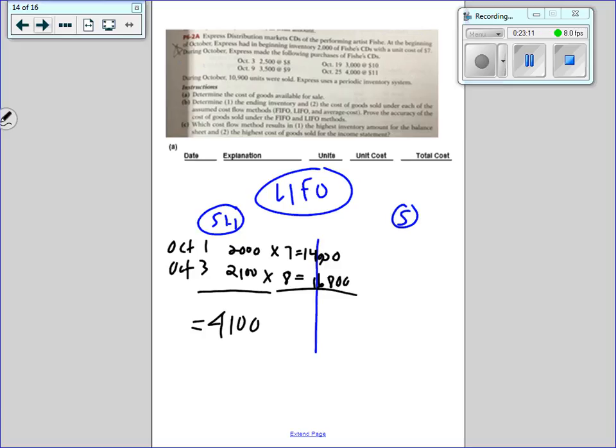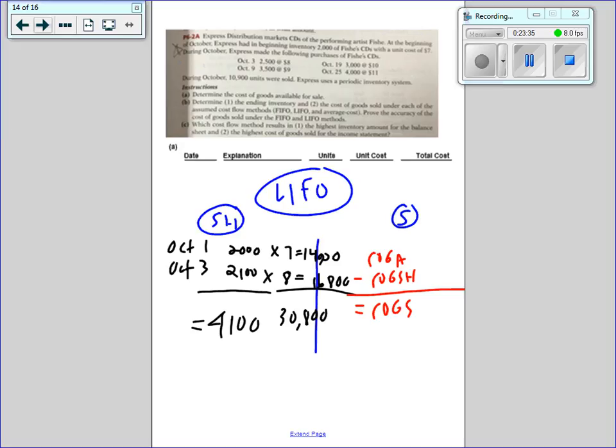Again, LIFO is looking at what's sold. We're selling the newest stuff, so the oldest prices are still here. Our value is 30,800. We're going to roll it over here into our formula, cost of goods available minus cost of goods sold, what we just did, will equal cost of goods sold.